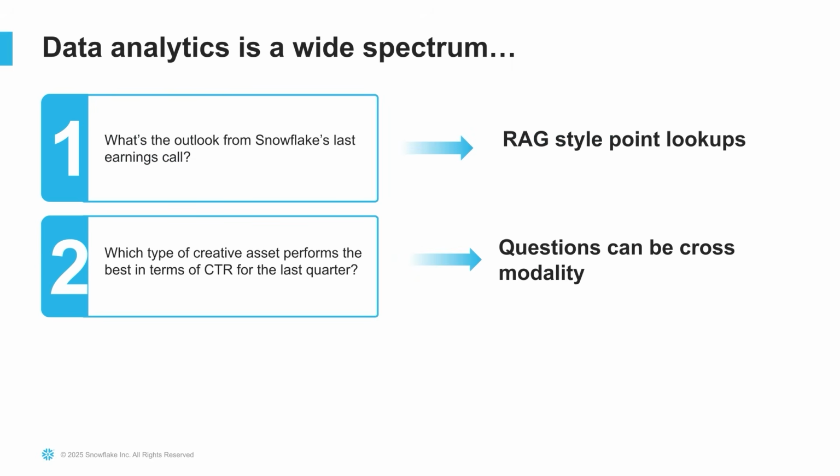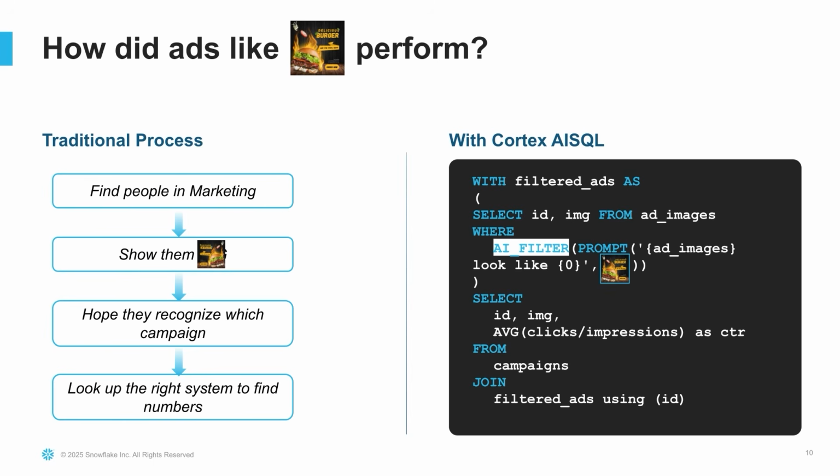Now, let's look at question number 2. What type of creative asset performs the best in terms of CTR? Well, if you think about it, for a digital asset, we need to look at a specific image or an ad copy and try to identify which ad campaign it was part of, identify the campaign ID, go down our databases, and filter it out. It's an involved, complex, multi-step process to be able to answer a question like this. Well, not anymore, thanks to AI SQL.